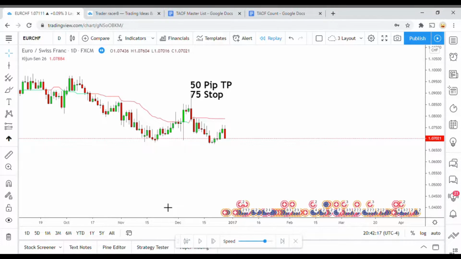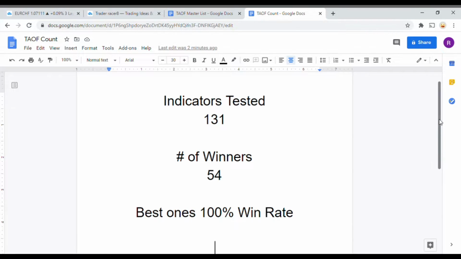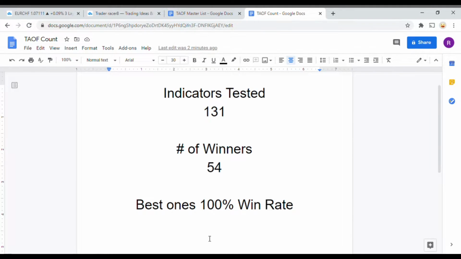All right, as I said, today we will be testing the Kaijensen line indicator. But before we do, I wanted to put the indicator scoreboard up for everyone to see.